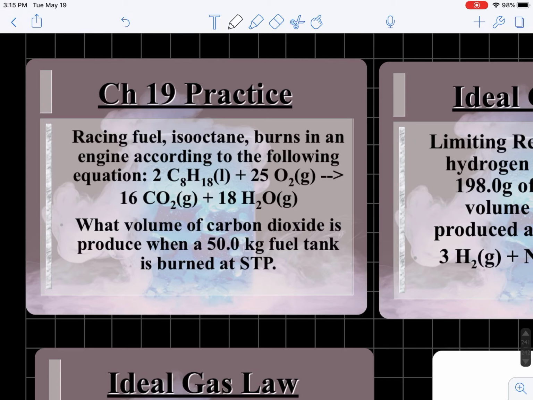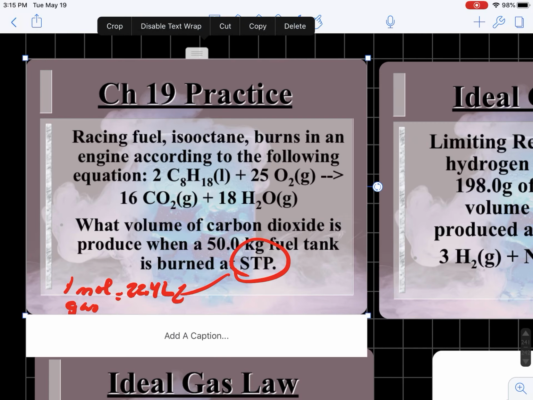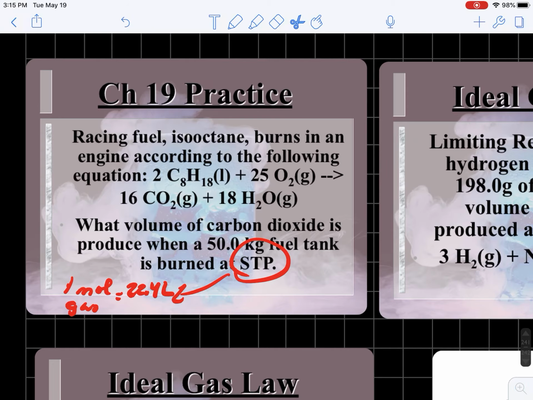We do have a shortcut in the fact that we could use STP. Whenever we see STP conditions, we know that, first of all, mole ratios and volume ratios among gases are equivalent. And we also know that 1 mole of any gas is equal to 22.4 liters. So I'm going to use that. Let's copy this.